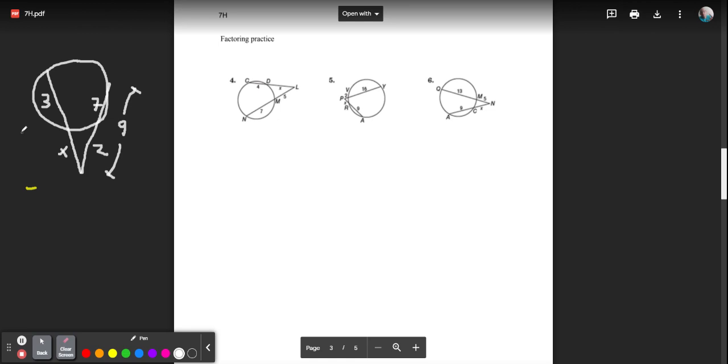Okay. And this whole thing is going to be x plus 3. You have to add the outside and the inside. So outside times whole equals outside times whole. On the left-hand side, we're going to have x times x plus 3. On the right-hand side, we're going to have 2 times 9, which is 18. So we end up with x squared plus 3x equals 18.